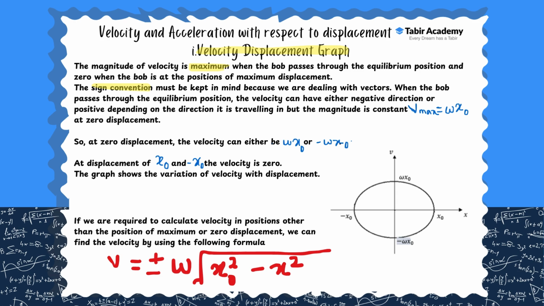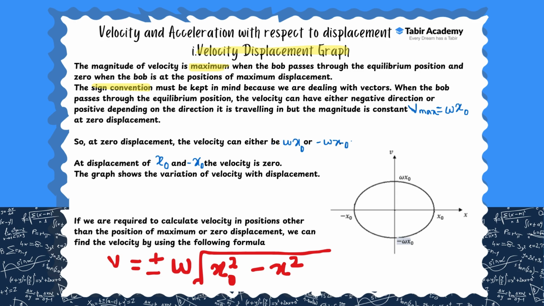But at the zero displacement position, the magnitude is always constant. And we can calculate this using the equation v max is equal to ωx naught. So at zero displacement, the velocity of the bob can either be ωx naught or negative ωx naught, depending on the direction in which it is traveling. But the displacement at both points will always be zero.